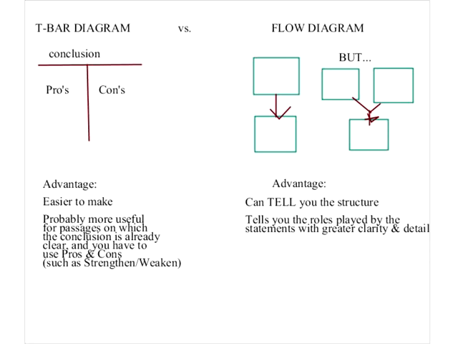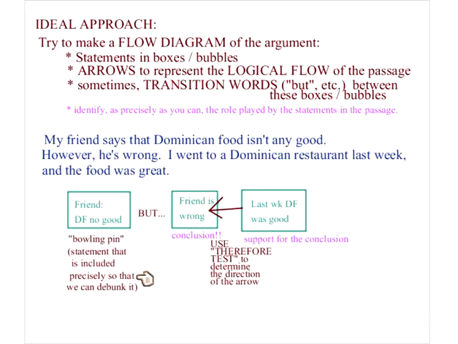Okay, so back to the matter at hand here. This is what a flow diagram looks like. And from that flow diagram, you have: this is a claim to be countered. This is my conclusion, and this is supporting evidence for that conclusion. All right, so once you do that, you can predict the role played by the statements in the passage. Smiley face if this makes sense.